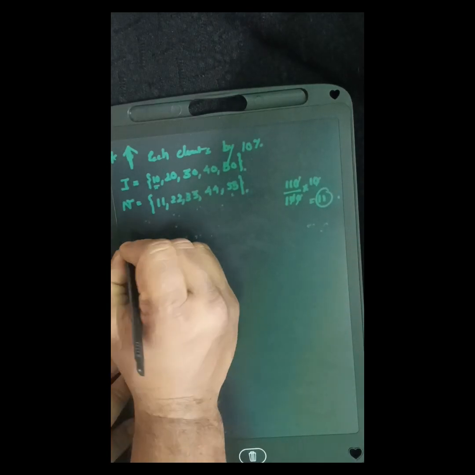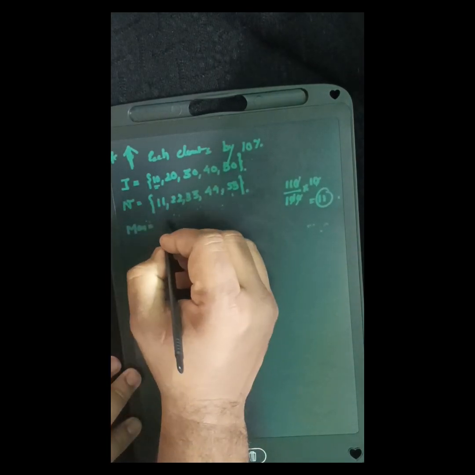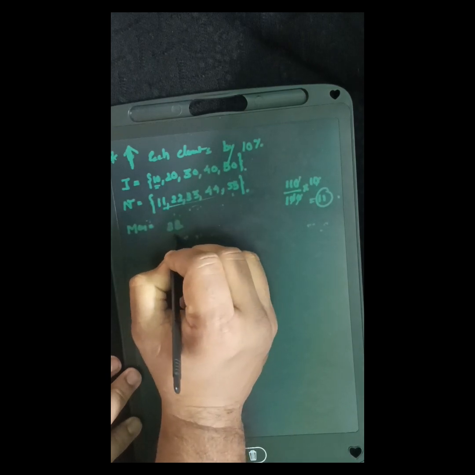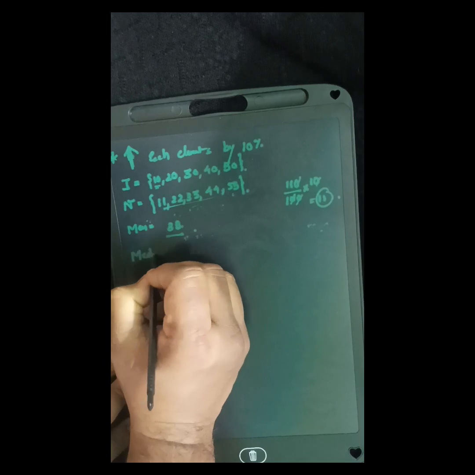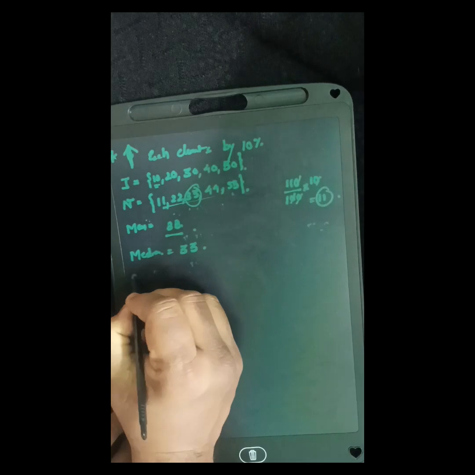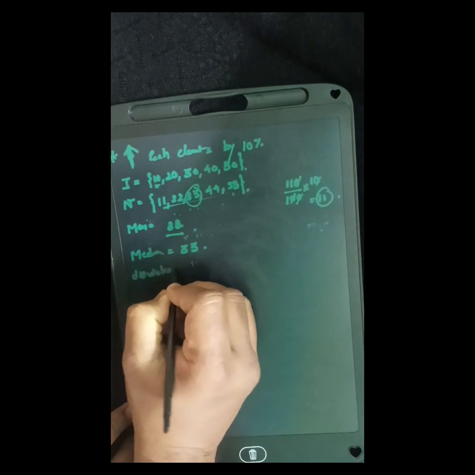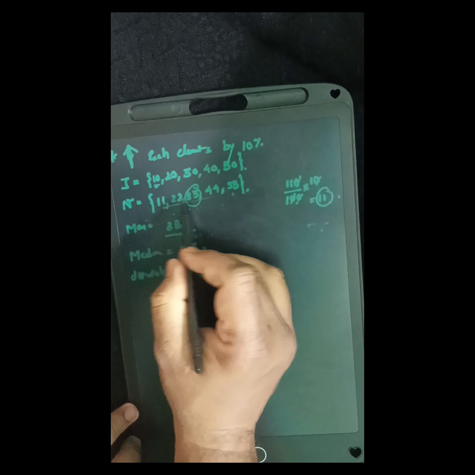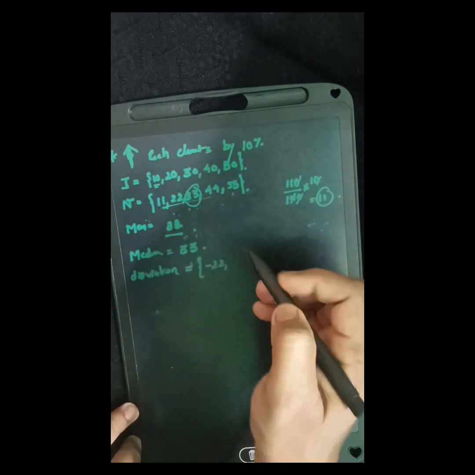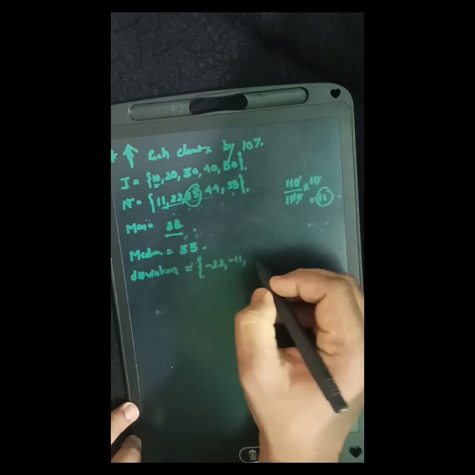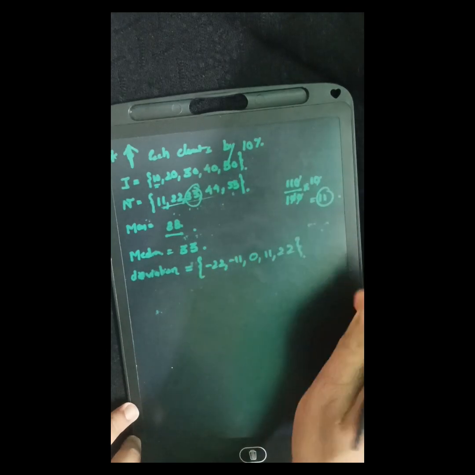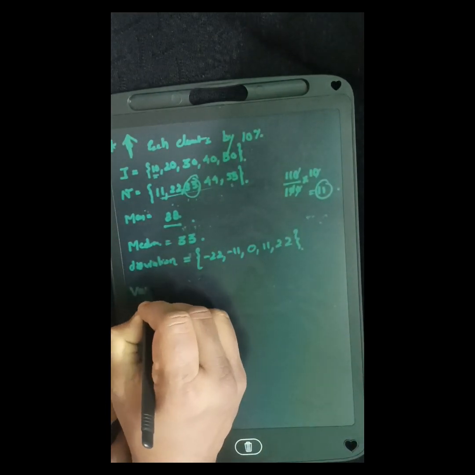Fine. So let's calculate the mean. The mean would be, again summing this up and then dividing by 5, it would come out to be 33. Median, see the middle value is 33, therefore it would also be 33. Deviation data set. The deviation data set would be how much? 11 minus 33 would come out to be minus 22. 22 minus 33 is minus 11. 33 minus 33 would be 0, and then 44 minus 33 would be 11, and likewise this would come out to be 22. So now calculate the variance.